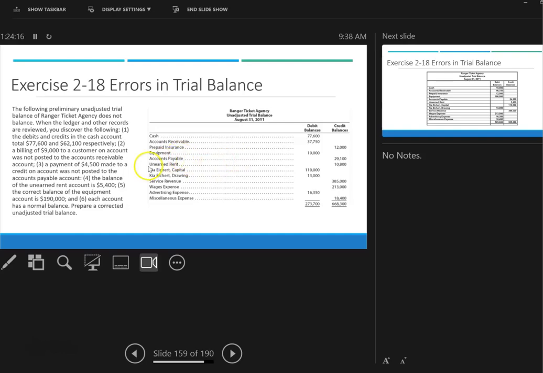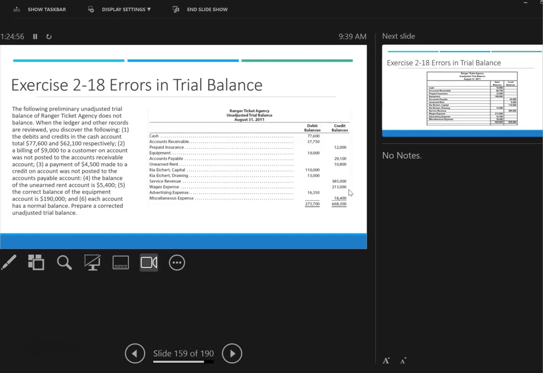Or do you see how Kia Eichart Capital, that should be a normal credit balance, shouldn't it? But you see how it's on the debit side? Or do you see this wages expense? What are expenses supposed to be a normal balance of? Wages expense, debit. So basically they're giving you some different things that got messed up and they want you to fix them. So it goes into a little more detail.